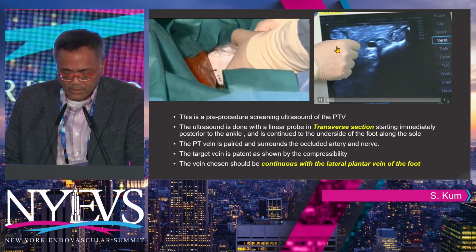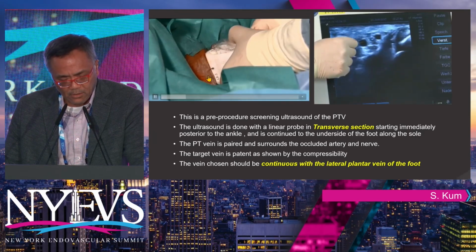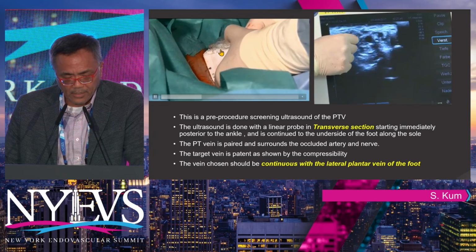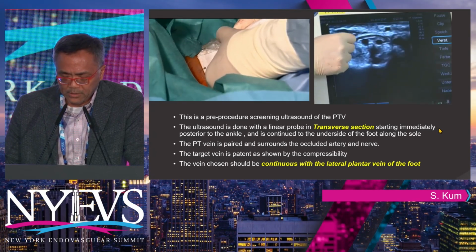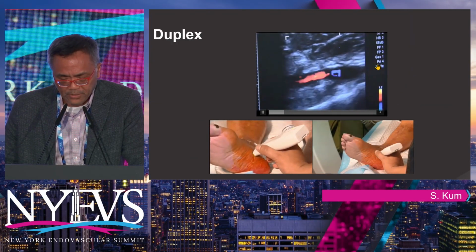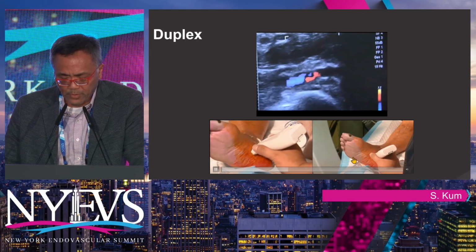To screen these patients, we usually do a Doppler ultrasound in transverse section. We follow these things all the way down to the lateral portion of the foot. You can see over here, we try to find a continuous vein that connects from the ankle all the way to the foot. And even after the procedure, we survey these and put them under color Doppler. We measure the volume flow, and we screen them all the way to the end of the foot.